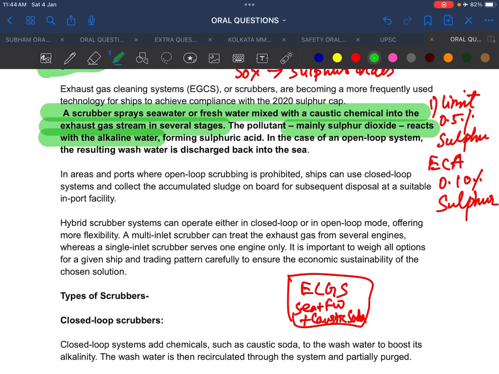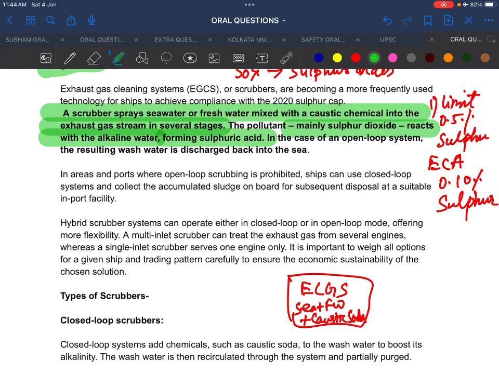So what happens after that? This sulfur dioxide reacts with the alkaline water to form sulfuric acid. You know this sulfuric acid, but it is not a big amount, it is a little bit reduced amount. So in the case of an open loop system, the resulting wash water is discharged back into the sea.